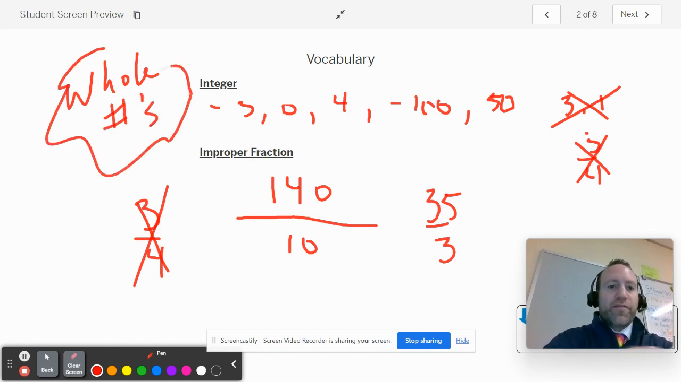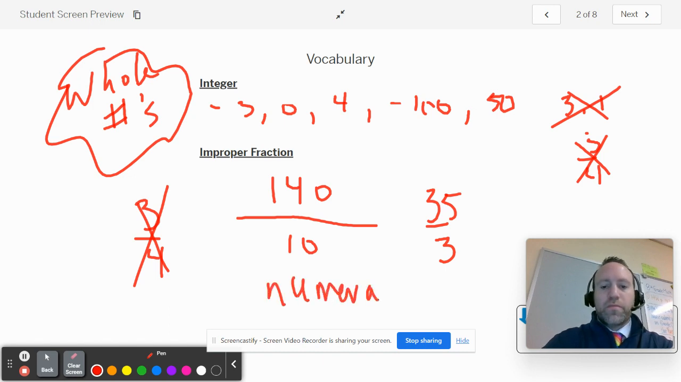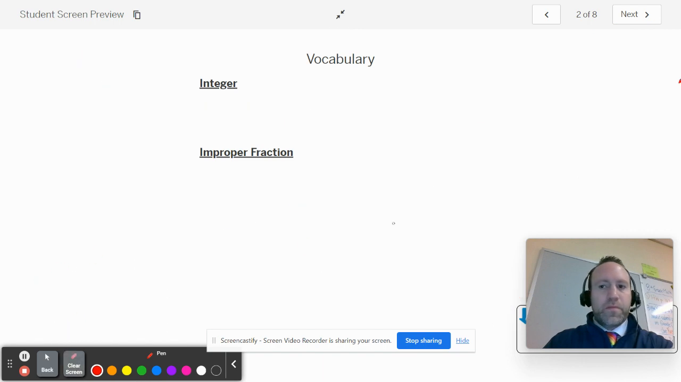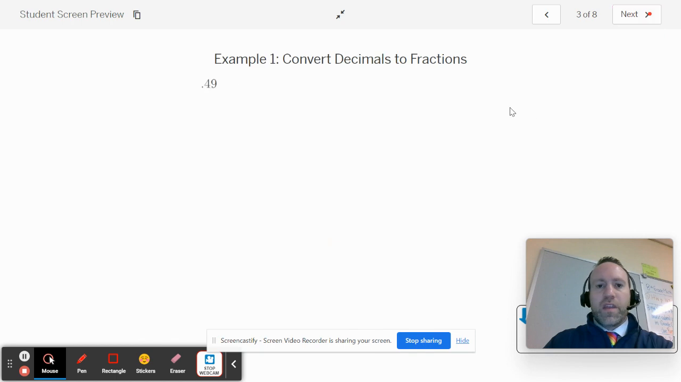And you want to write that down: for integer, whole numbers. For improper fractions, numerator greater than denominator. And I would write that down so when I say those things in this video and in class, you know what I'm talking about without having to look it up again. All right, let's look at our next screen here.